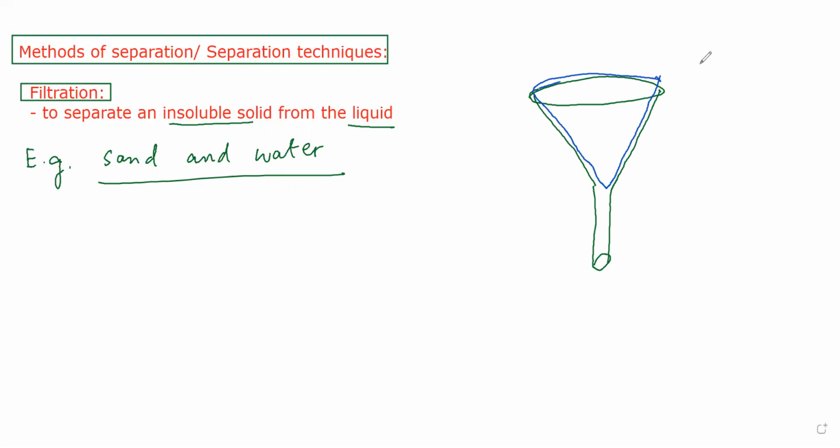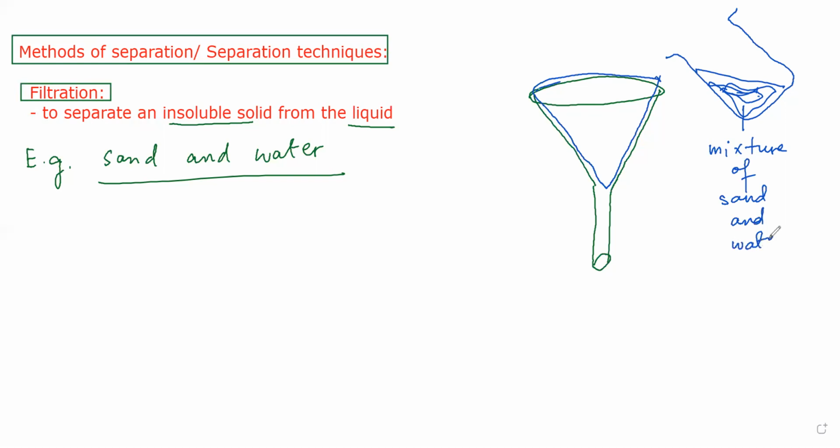Okay, now what is going to happen? Here we have the beaker, which contains a mixture of sand and water. When we have this mixture, what are we going to do? It will be poured here, right? When it is poured here, what will happen? The sand will remain here because sand particles are too large to pass through. So here sand will be collected as residue.